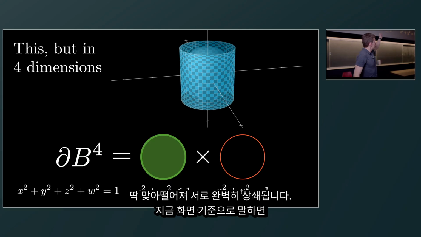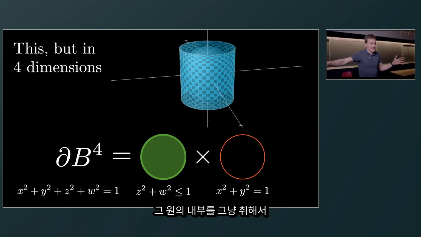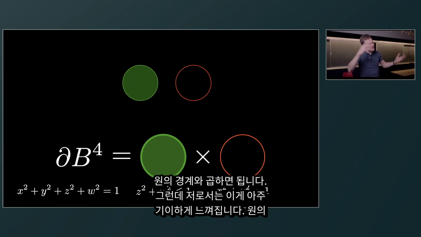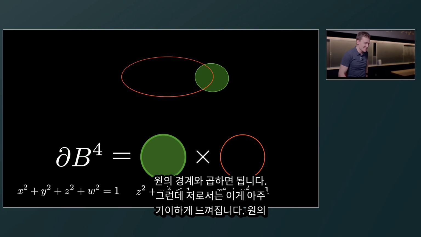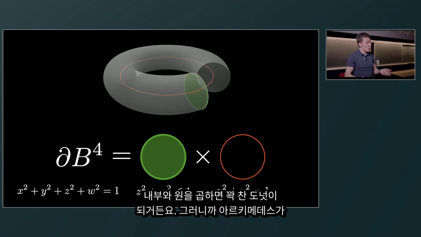And in terms of what we have on screen here, what that basically means is we can pretend like there is no dependence on z and w. As far as a volume calculation is concerned, we can just take that interior of the circle and then multiply it by the boundary of the circle. And this is very bizarre for me to think about because the product of the interior of a circle and a circle like this is going to be a solid donut.